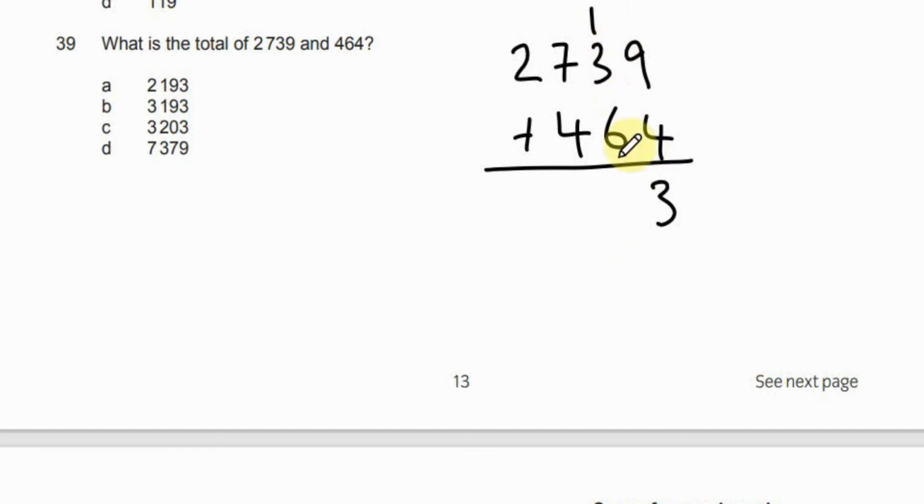6 plus 3, that's 9, plus 1, that's 10. So 0, carry the 1. 1 plus 7 is 8, plus 4, that's 12. 2, carry the 1 here. 2 plus 1, that's 3. So therefore our answer is actually 3,203, which is option C right here.